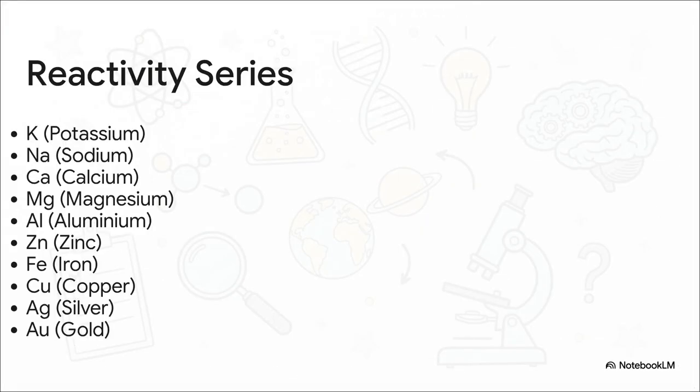So how do you know if a displacement reaction will even happen? Well, that's what the reactivity series is for. Potassium is the king at the top, gold is at the very bottom. A more reactive metal can always displace a less reactive one. Learn this series, and you can predict the outcome of any displacement reaction.